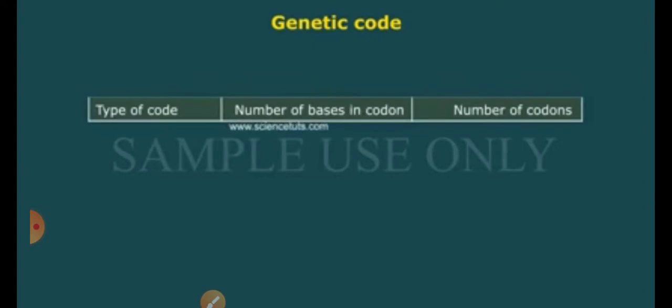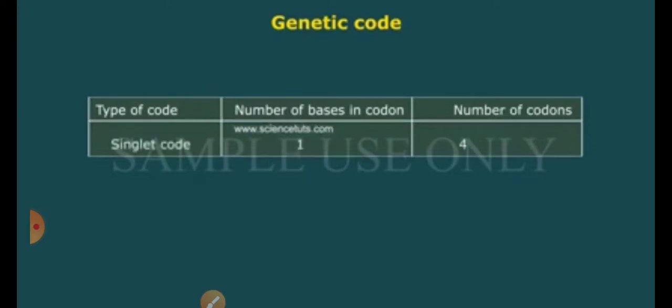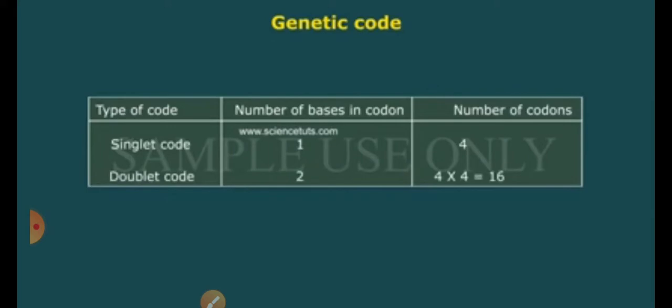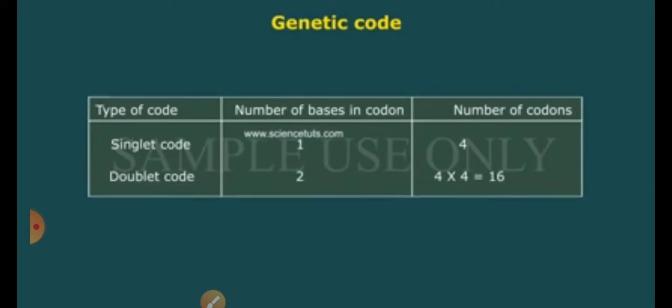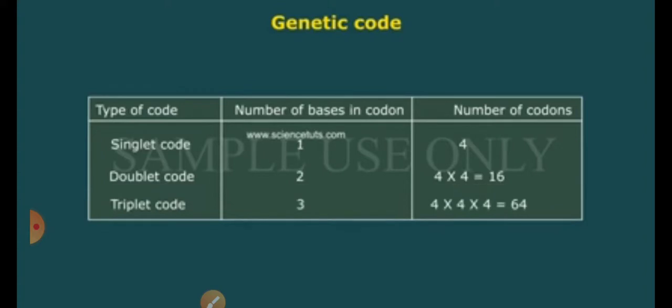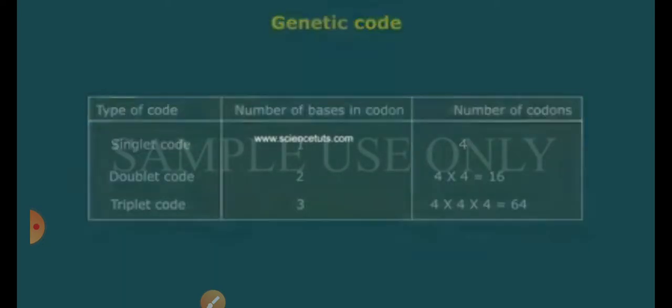Type of codon, number of bases, and number of codons. If the code is singlet, the number of bases is 1, codons will be 4. Doublet, number of bases 2, codons 16. If it is triplet, it will be 3, number of codons 64. That suffices the purpose. So in this module, we had a discussion on genetic code. Thank you.